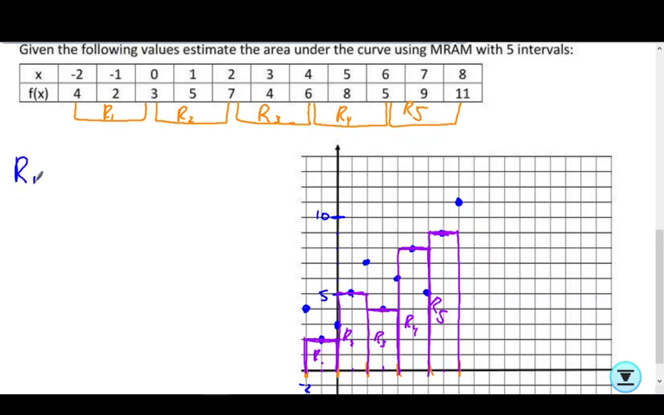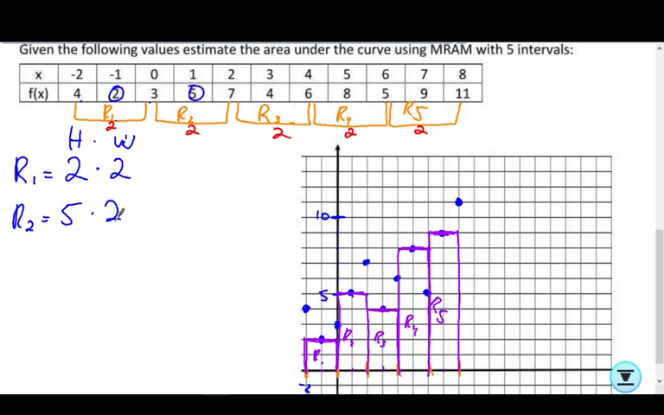We could start with the chart, because the height for R1 is the midpoint between -2 and 0, which is 2. So height is 2 times the width. And for each one of these, the width from here to here is 2. 0 to 2 is 2. 2 to 4 is 2. 4 to 6, 2. 6 to 8, 2. So all of my widths of my rectangles are going to be 2. So again, we could have done this. We could have just added up all the heights.